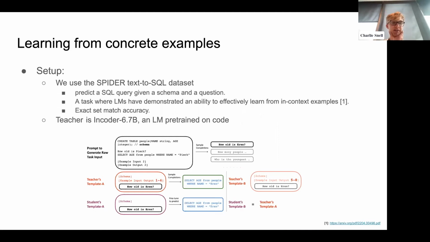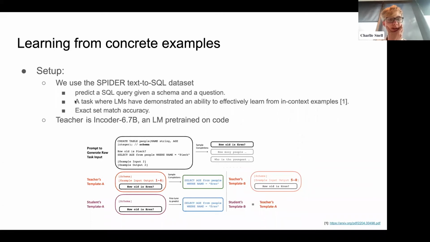To test this, we're going to look at the Spider text-to-SQL dataset, which is a semantic parsing task, which basically involves, given a database schema and a question, predicting the SQL query that would answer that question if executed on the database. An example is down here. Maybe you have some database schema, like create table, and then you might ask a question like, how old is Peak? And then it's supposed to generate a SQL query that would be able to fetch the answer to this.